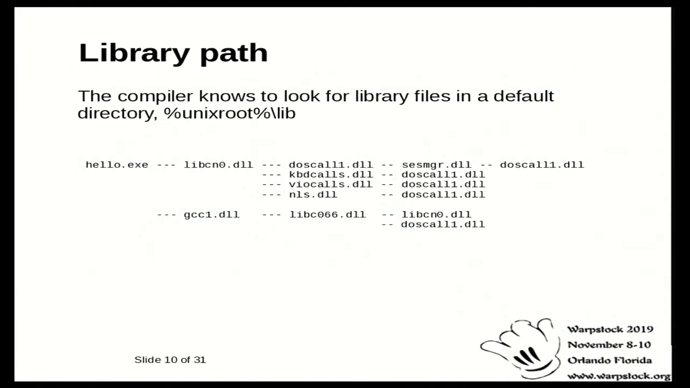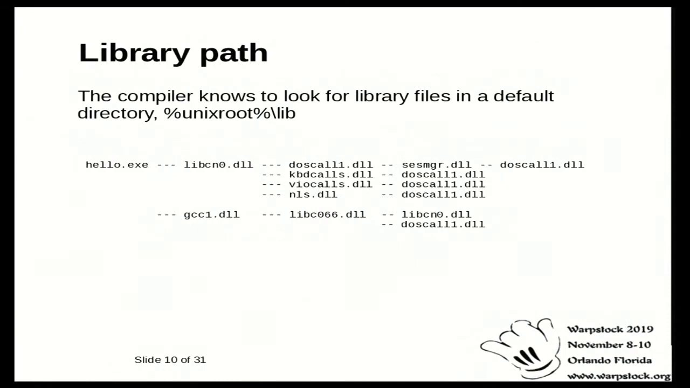And this new libcn0.dll, I guess I have the latest version of the C compiler because it pulled out that brand new library. And then it goes to a bunch of these other DLLs, which are all built-in OS2 DLLs. And then it all depends on GCC1.dll. I think this is another innovation, because it used to be GCC and then the name of your version. Now GCC1 seems to just be a forwarder.